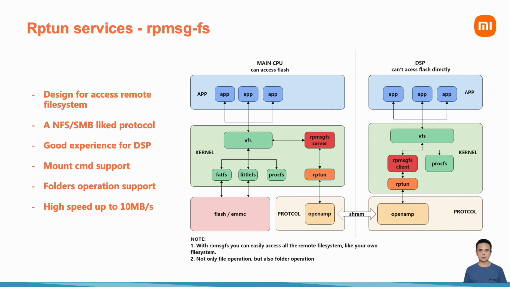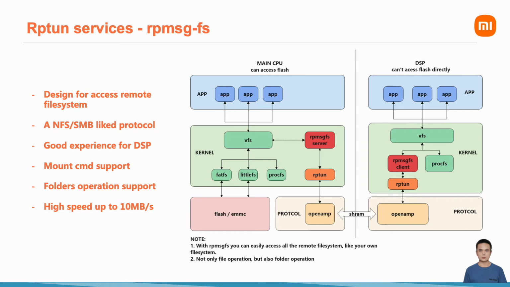If the application calls the open, read, write, close API, then the rpmsg client will transfer the operation through OpenAMP. And then the rpmsg server can receive these operations, and it will perform the real operations through the main CPU VFS. Not only the file system, but also the folder operations. The rpmsg-fs speed is up to 10 megabytes per second.